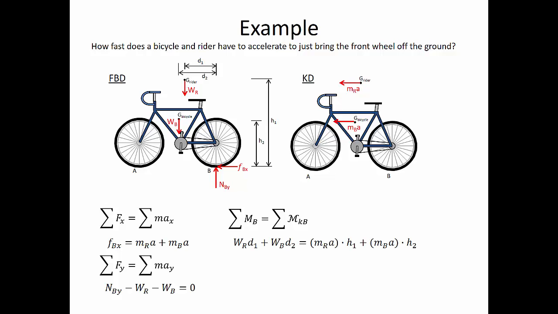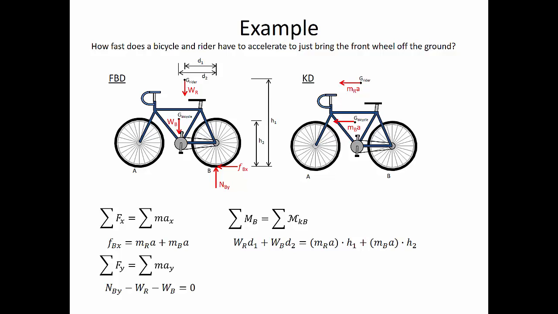We would have the weight of the rider times its perpendicular distance to the point of rotation, plus the weight of the bicycle times its perpendicular distance to the point of interest, is equal to the mass of the rider times his acceleration, our mass times acceleration at this point, times the perpendicular distance to the point of interest, point B, which is h1, plus the mass of the bicycle times its acceleration, times its perpendicular distance to the point of interest, point B, which is h2.